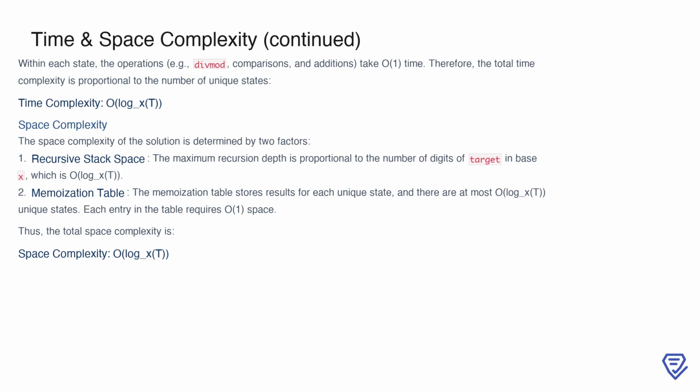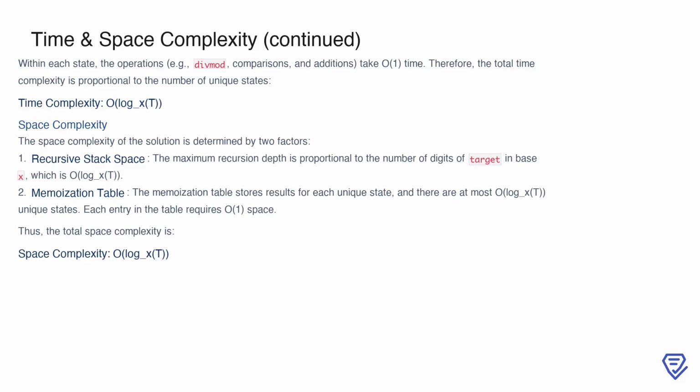Now, within each unique state, the operations performed are limited to a constant number of steps. These include divmod calculations, comparisons, and additions, all of which are O(1) operations. Since the total time is proportional to the number of unique states and each state takes constant time, the overall time complexity of the solution is O(log_x t).